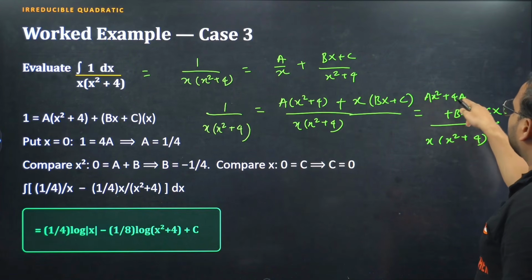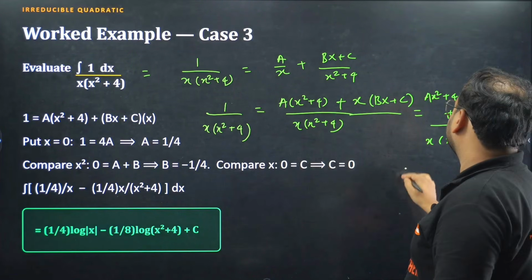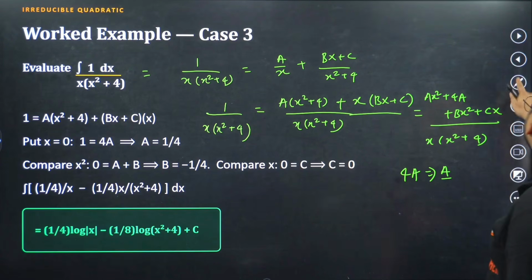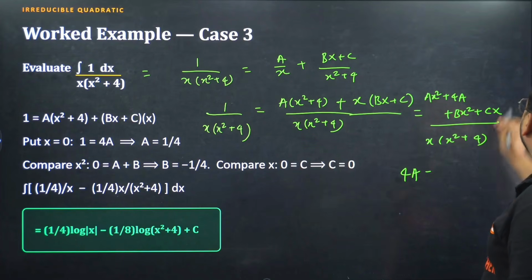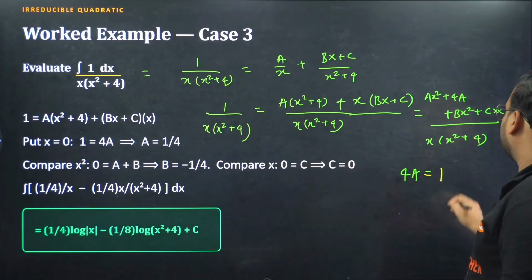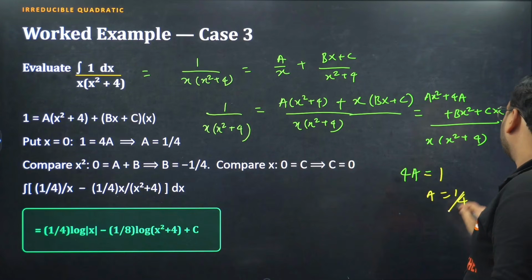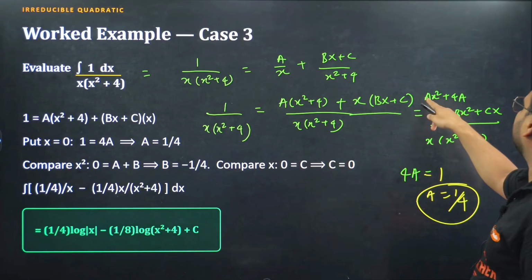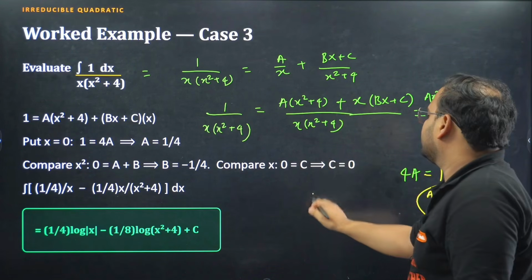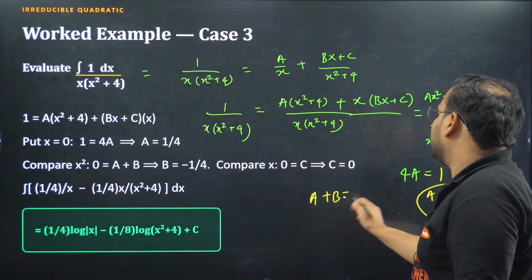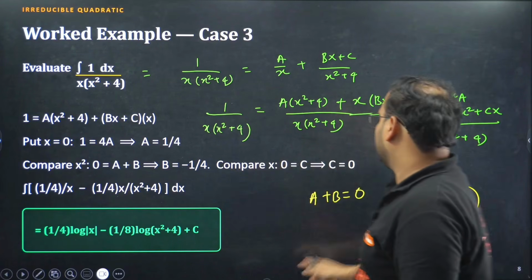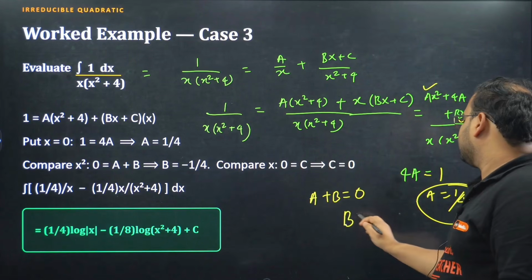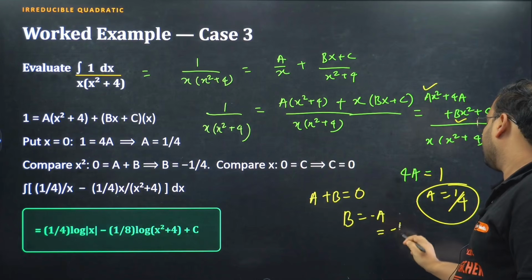If you just compare the constant term, you'll have 4a equals to 1. So what is the value of a? Excuse me, my bad, 4a equals to 1, so a is 1 by 4. And for x square, you're going to compare the coefficient. You'll have a plus b, that is 0, because on the left hand side there is no x square term, and over here we have two x square terms, a and b both. So b is minus a, that'll be minus 1 by 4.